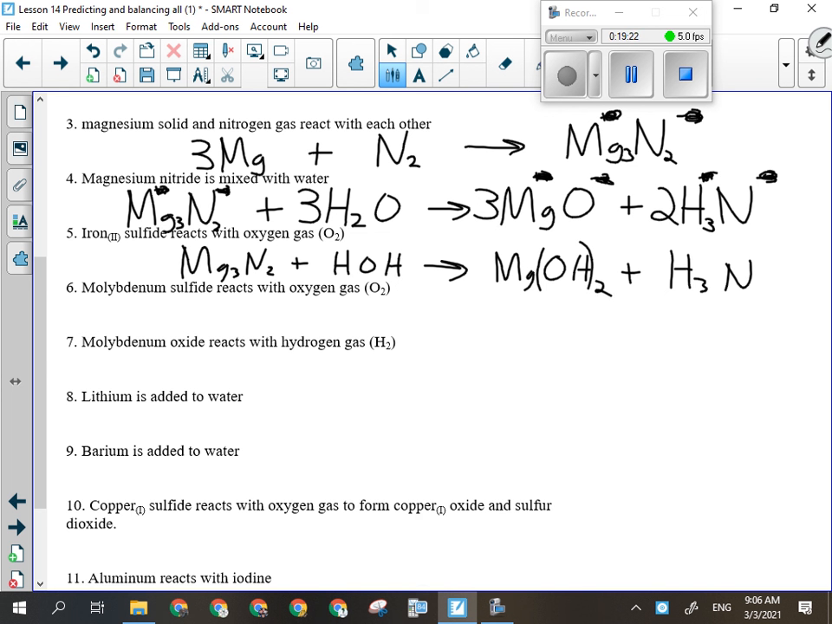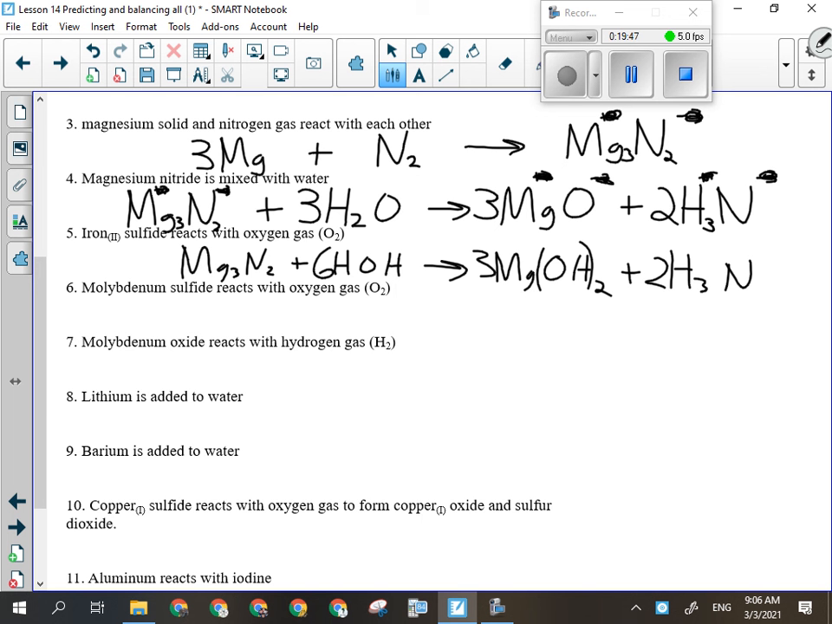Okay, so I get different products. In reality, both of these things happen when you mix magnesium nitride with water. You actually get some magnesium oxide and some magnesium hydroxide forming in the reaction, so both of these would be correct. Now I haven't balanced that one yet. I'd have to do this and that and that.